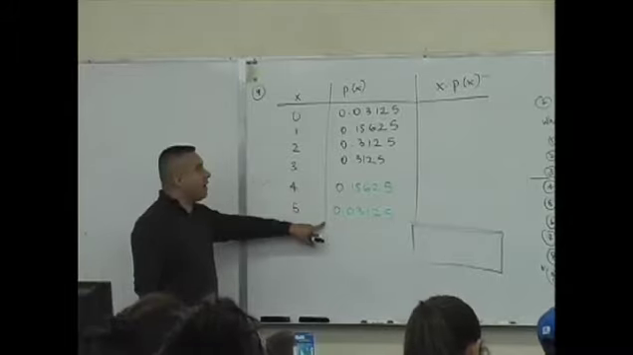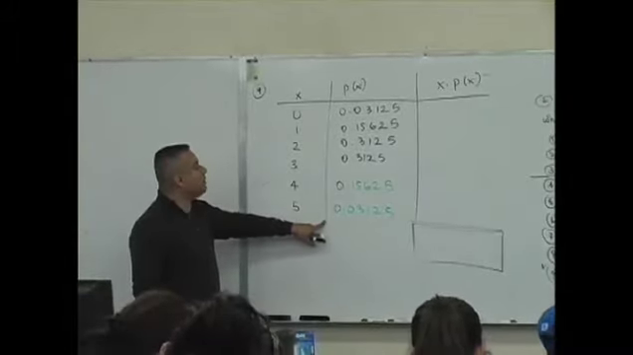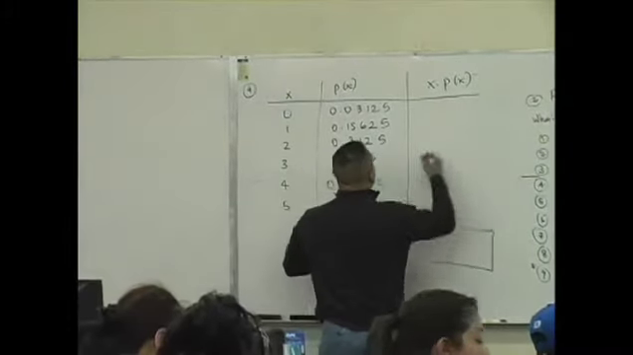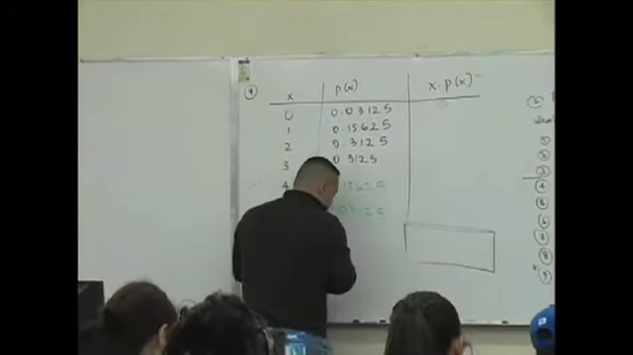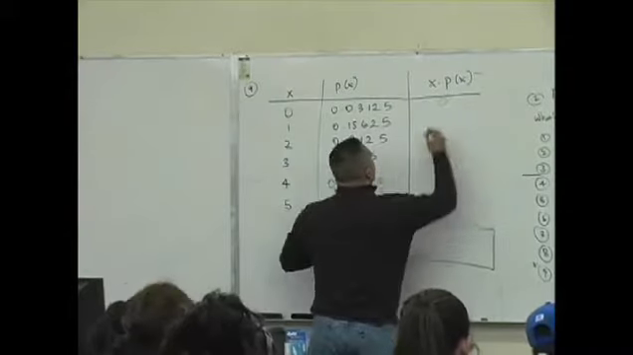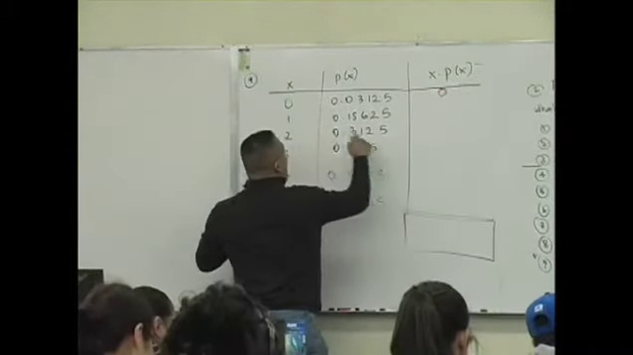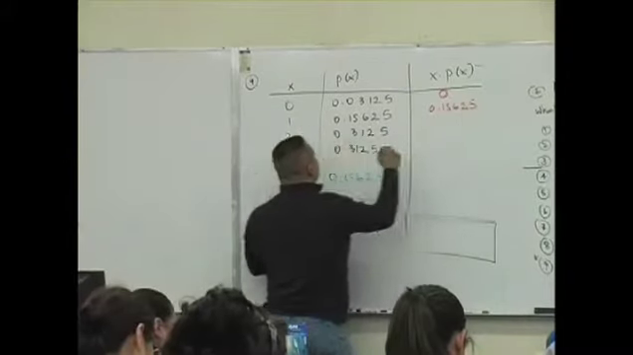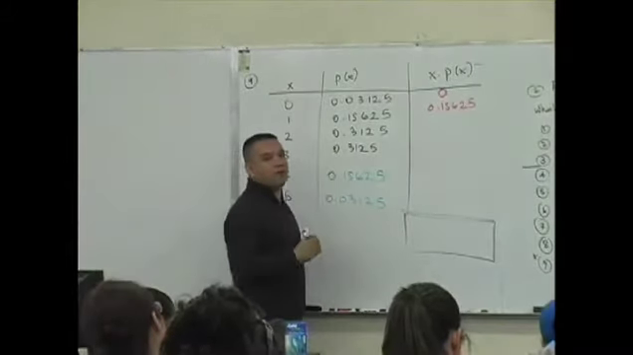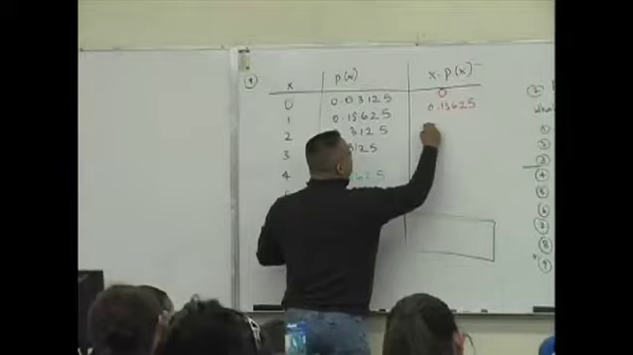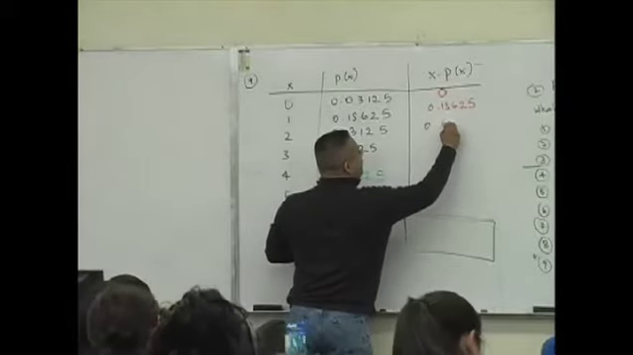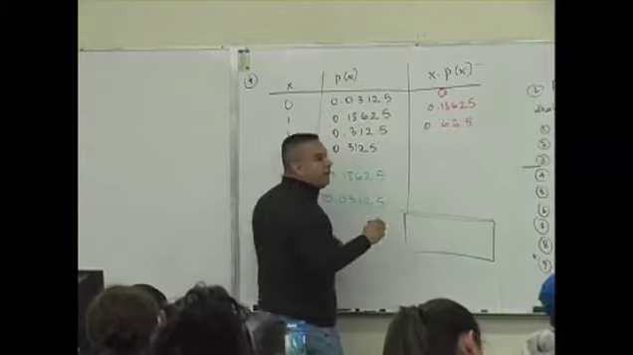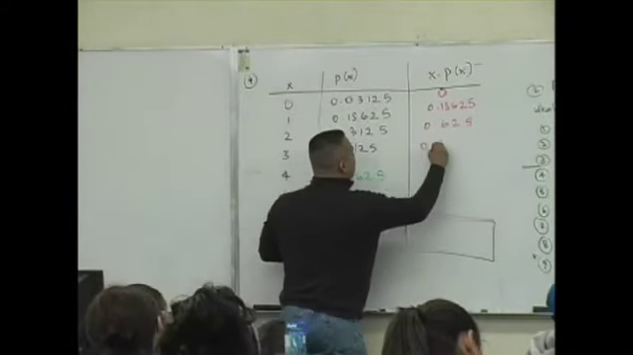You can compute those values, get the x times P of x column. 0 times this value, isn't that 0? 1 times 0.15625 is 0.15625. What is 2 times 0.3125? Is that 0.625? And what is 3 times 0.3125? What's that going to be? 0.9 what?